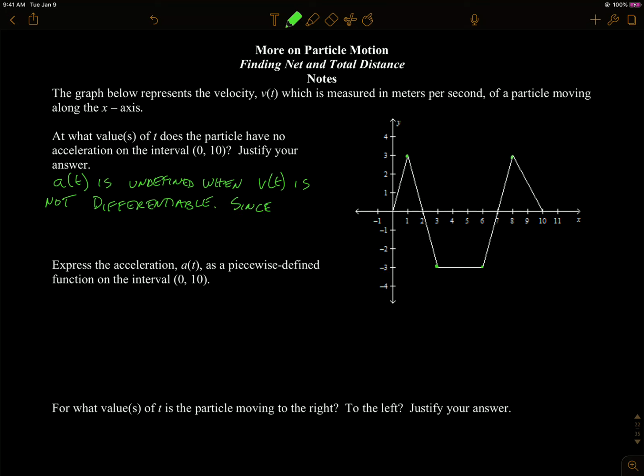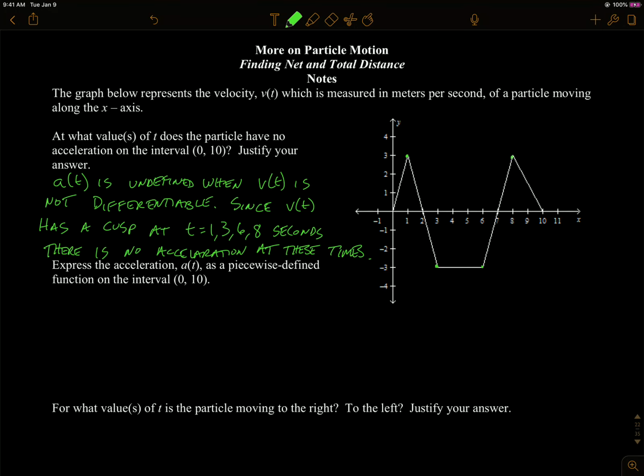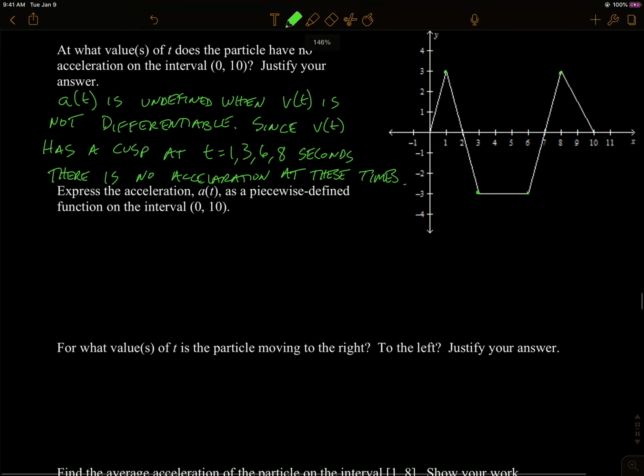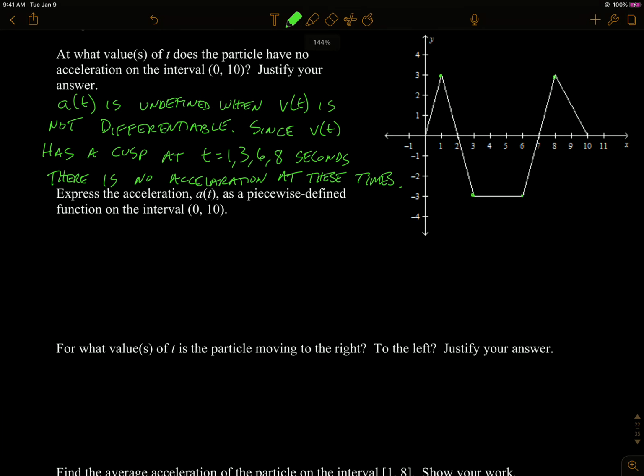Since v of t has a cusp at t equals 1, 3, 6, and 8 seconds, there is no acceleration. Remember, that's different than 0 for acceleration. No acceleration is that the velocity function is not differentiable.